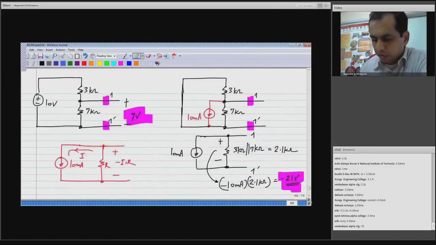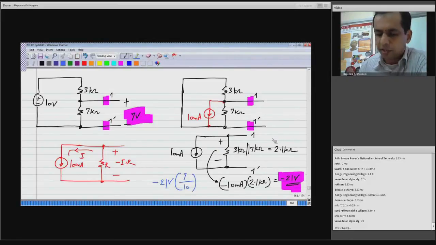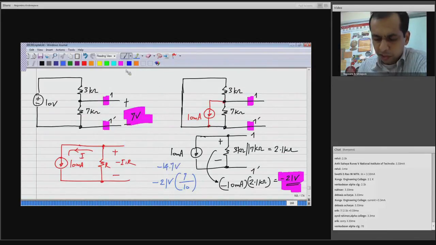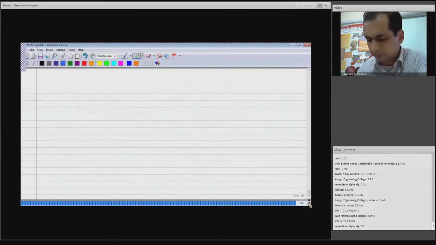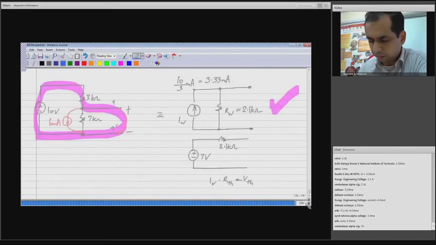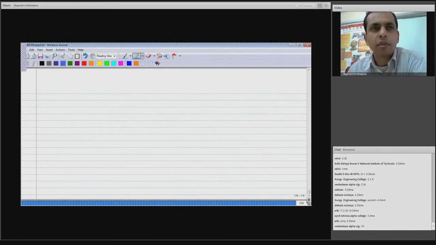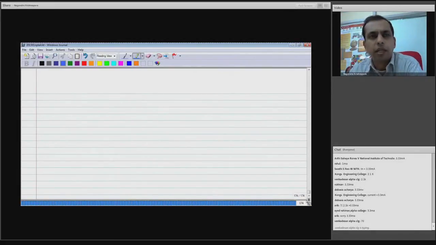Now the contribution of the current source was minus 21 volts. So instead of that, it will be in proportion, minus 21 volts times 7 by 10. That's the meaning of linearity, right? So you can calculate how much this is. This will be minus 14.7 volts, I believe. So instead of adding minus 21 to 7, you have to add minus 14.7 to 7. So the net voltage will be minus 7.7 volts. Okay. Is this fine? Any questions?